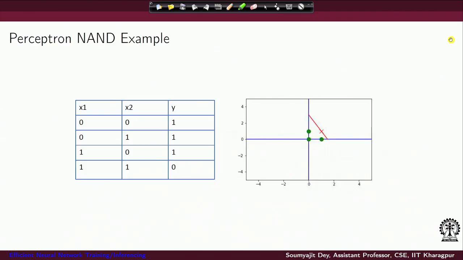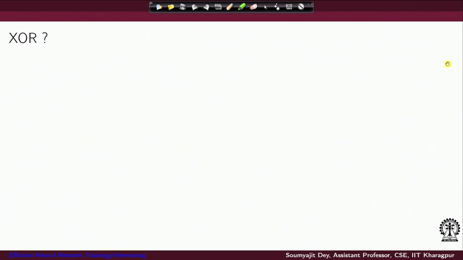So, in the last lecture we discussed the perceptron example for the NAND function, where we found that it is separable, and then the issue was that we are trying to identify what happens if we consider XOR as the function. So, let us start from that example.